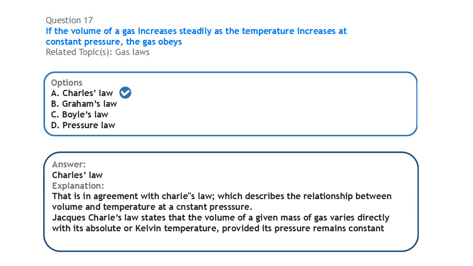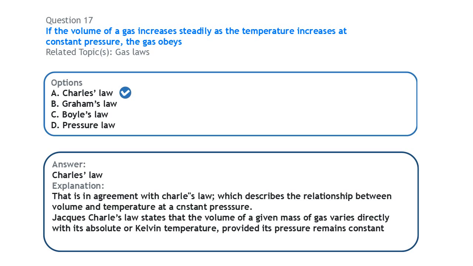That is what Charles' law implies. Charles' law says that the volume of a fixed or given mass of gas varies directly as its absolute or Kelvin temperature, provided pressure remains constant. What that direct variation means is that as the volume increases, the temperature increases. So as the volume increases steadily, the temperature also increases, at constant pressure.